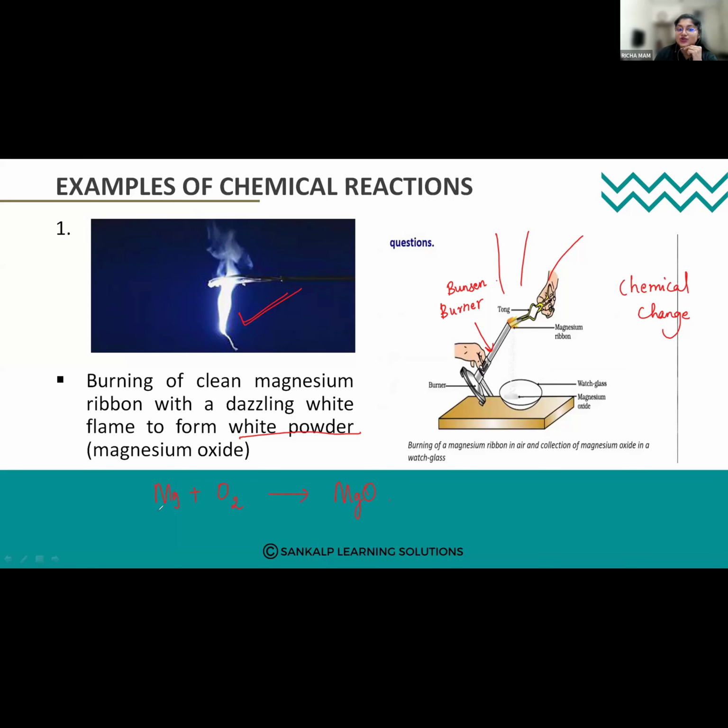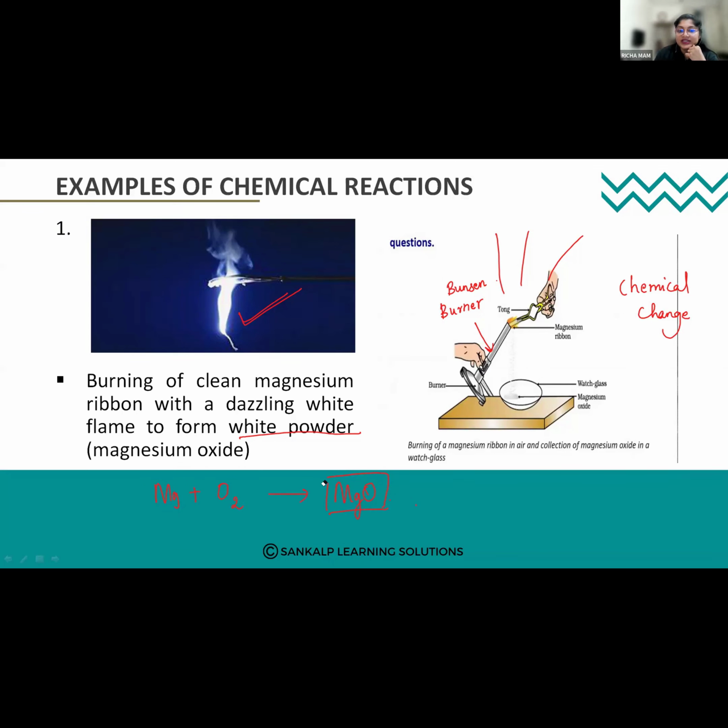So what you can observe here is a change of state. The magnesium ribbon was first in the solid state, and it was converted into powder. There is also a change in color. So this is about your magnesium oxide.